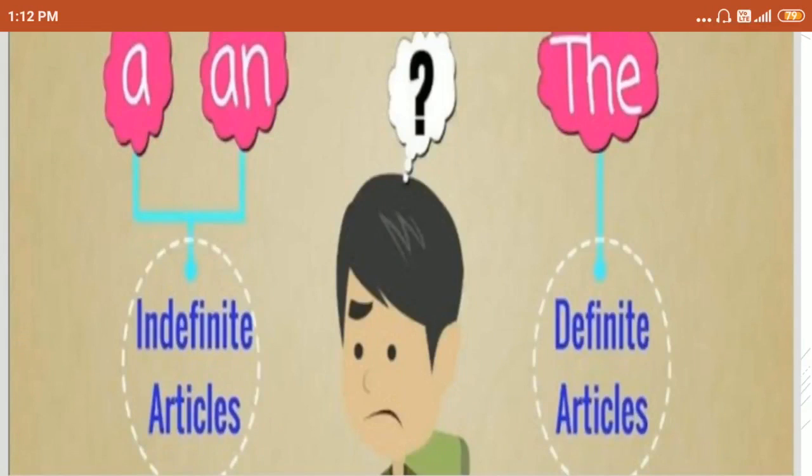So usually students get confused about the indefinite articles and the definite articles, what is the difference? So let us see ahead and find out what the difference is.